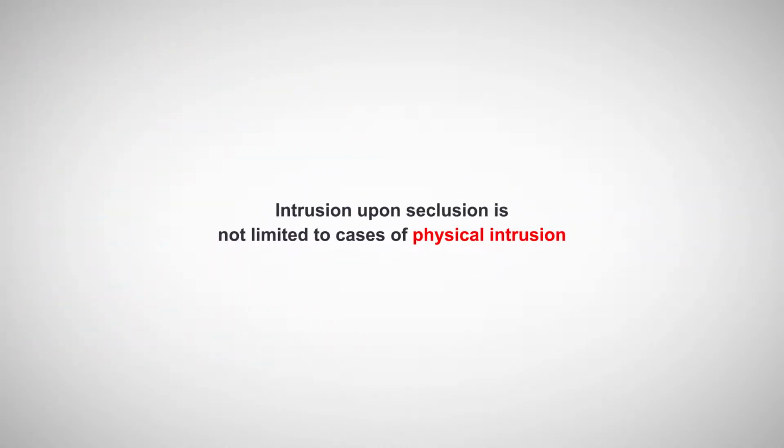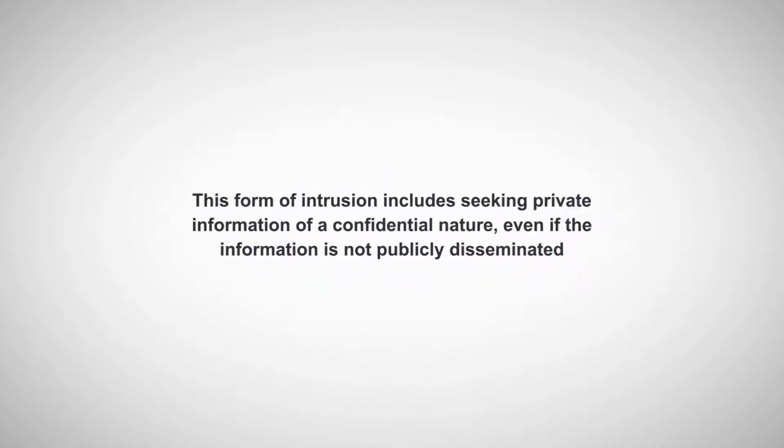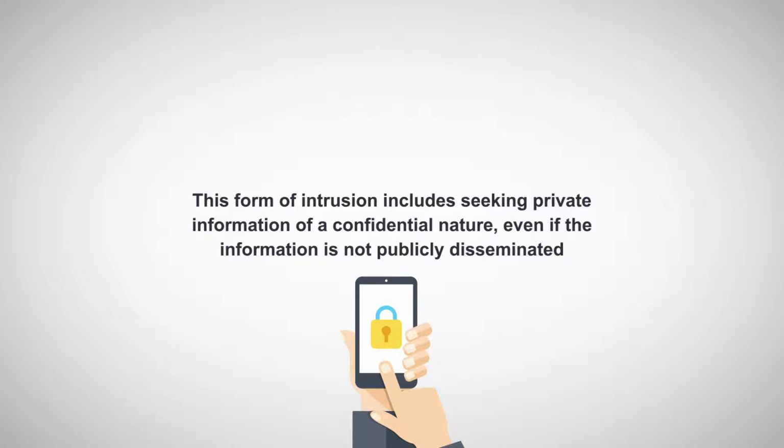Intrusion upon seclusion is not limited to cases of physical intrusion. The principle of invasion of privacy extends into any sphere in which an ordinary person could reasonably expect that others should be excluded. This form of intrusion includes seeking private information of a confidential nature, even if the information is not publicly disseminated. In Nader v.